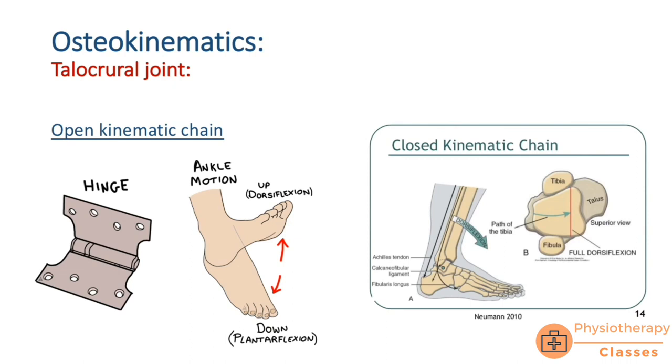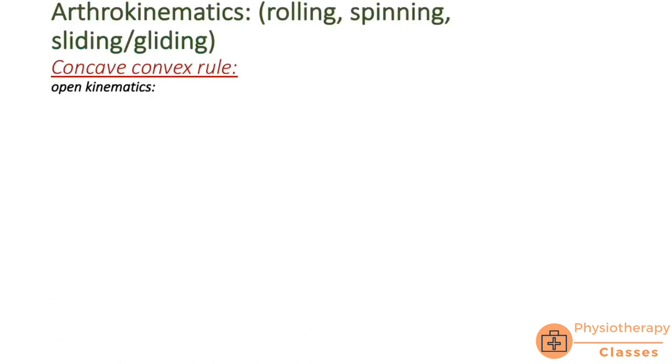Before moving on to arthrokinematics of the talocrural joint, we have to understand that the surface of the talus, which articulates with the tibia, is convex, whereas the tibial surface, which articulates with the talus, is concave. Now we need to understand the concave-convex rule: when a concave surface moves on a convex surface, the sliding will be in the same direction as the movement of the bone. And when a convex surface is moving on a concave surface, the sliding will be in the opposite direction to the movement of the bone. Now let us discuss the arthrokinematics during open kinematic chain movement at the talocrural joint.